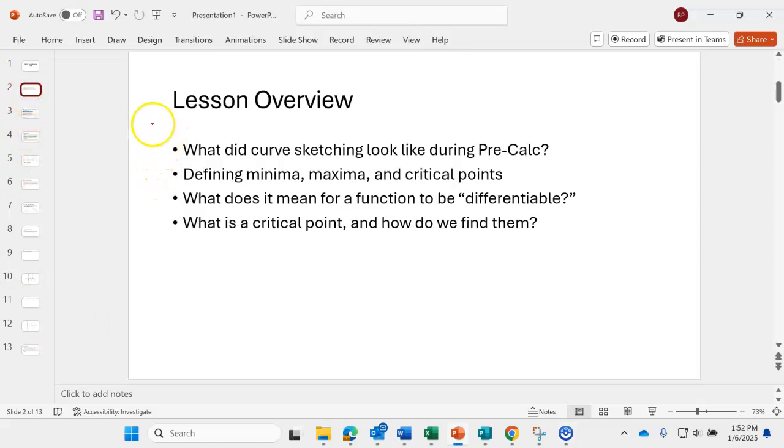So in this lesson, we're going to take a look at what curve sketching looked like during your pre-calc course, and even before that, defining what a minimum, a maximum, and a critical point actually are. We're going to take a quick look at what it means for a function to be differentiable as well, what that means and what it looks like, and trying to figure out what a critical point is and how to find it.